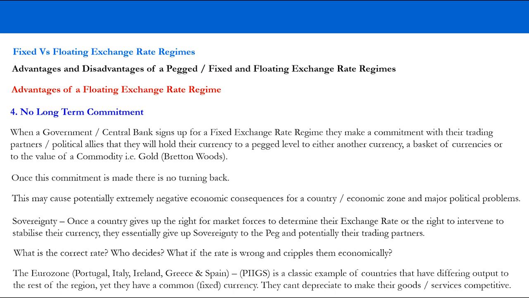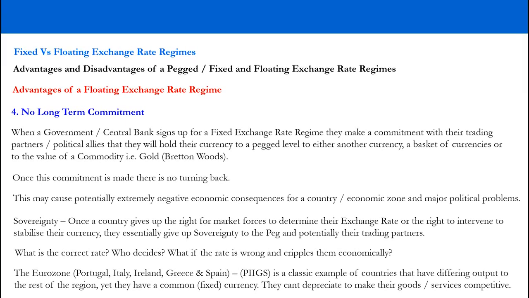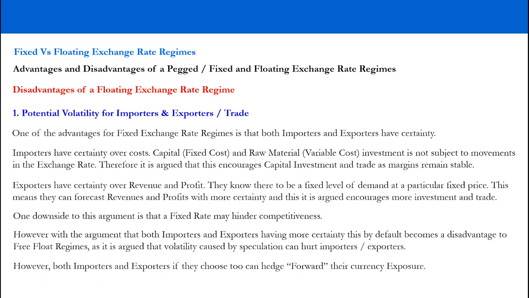You still have the right to intervene, and you allow your currency to freely float. If there's a problem, then the central authorities have the flexibility, which was the previous advantage, the flexibility to intervene if necessary. So that pretty much sums up the overall advantages of floating exchange rate regimes. Now, what we're going to move on to are the disadvantages of floating exchange rate regimes.